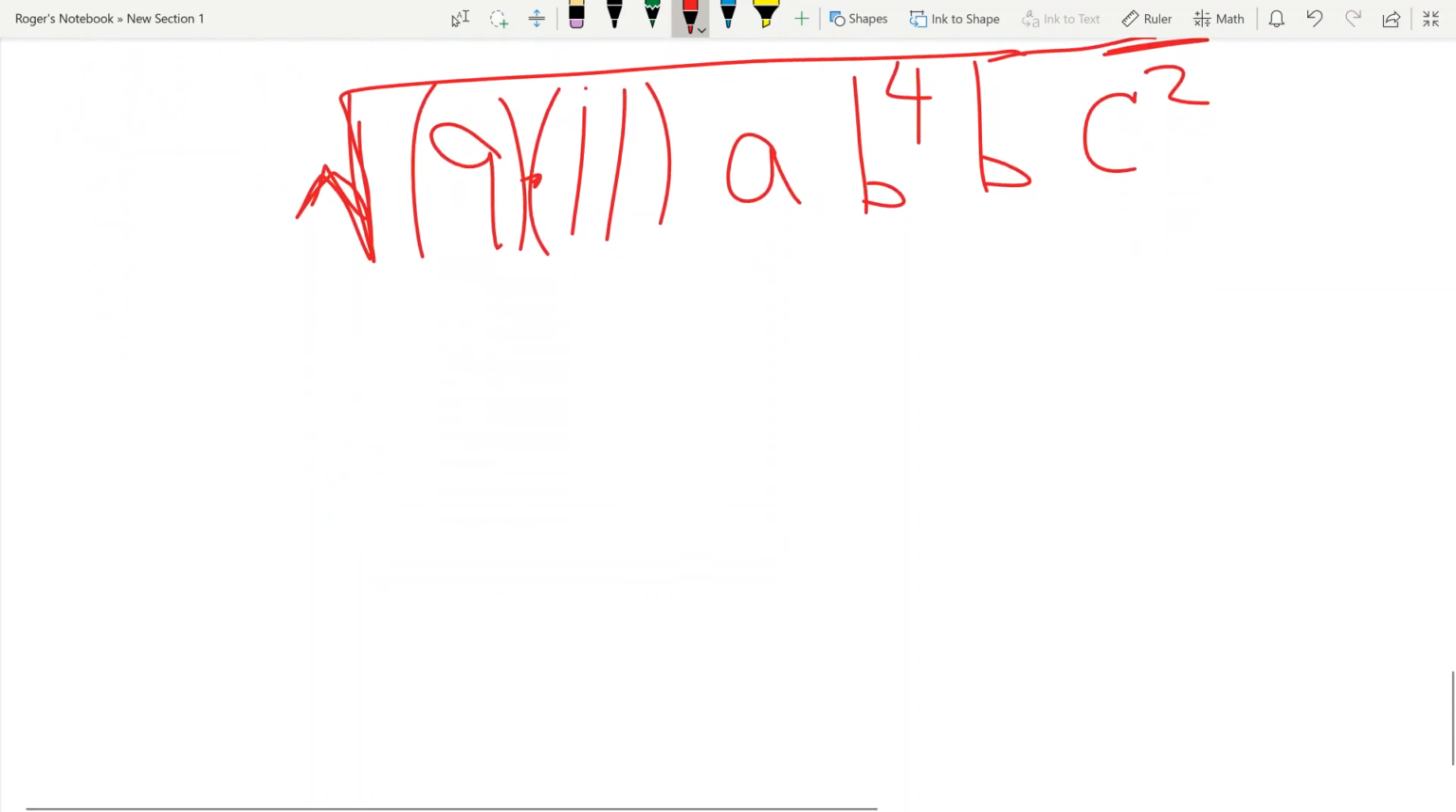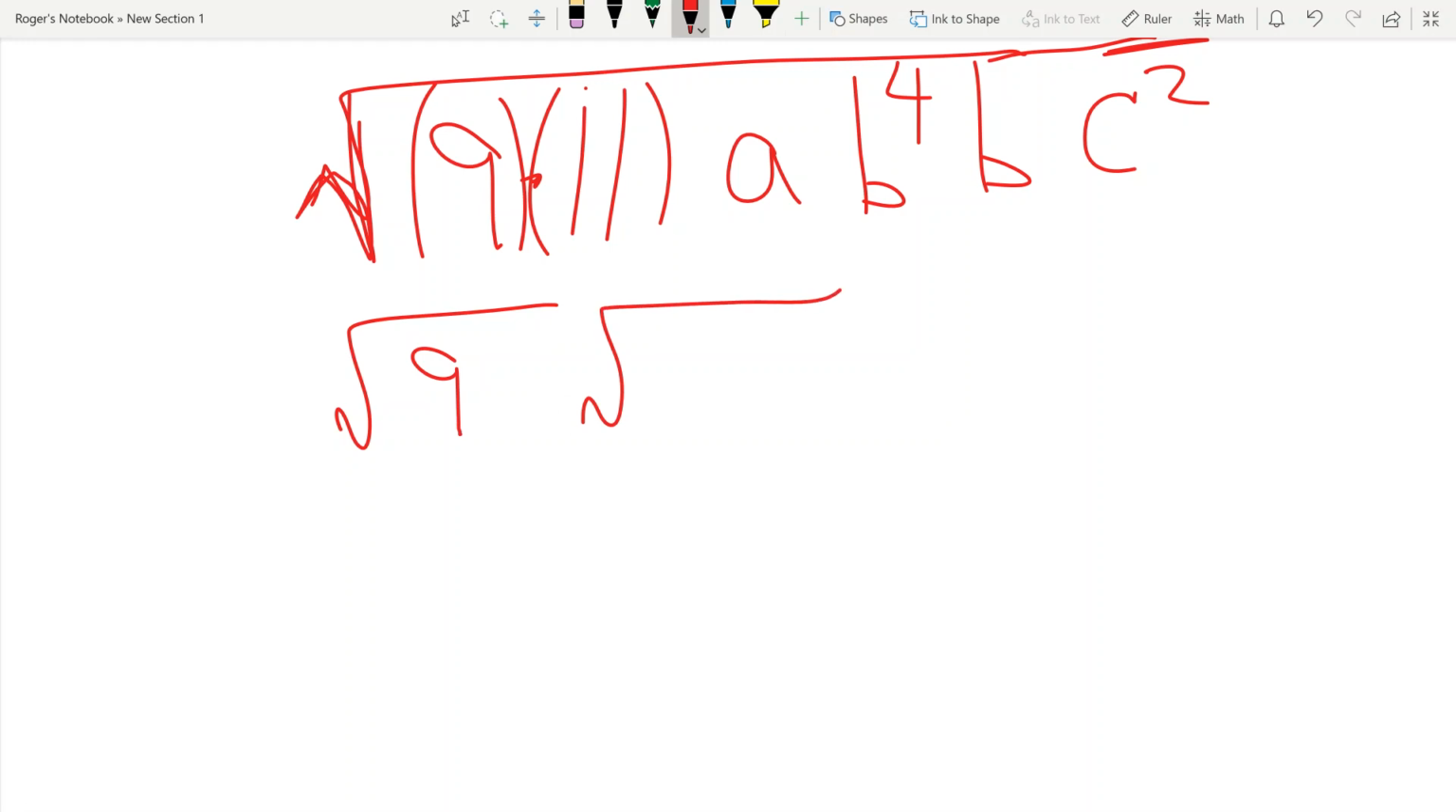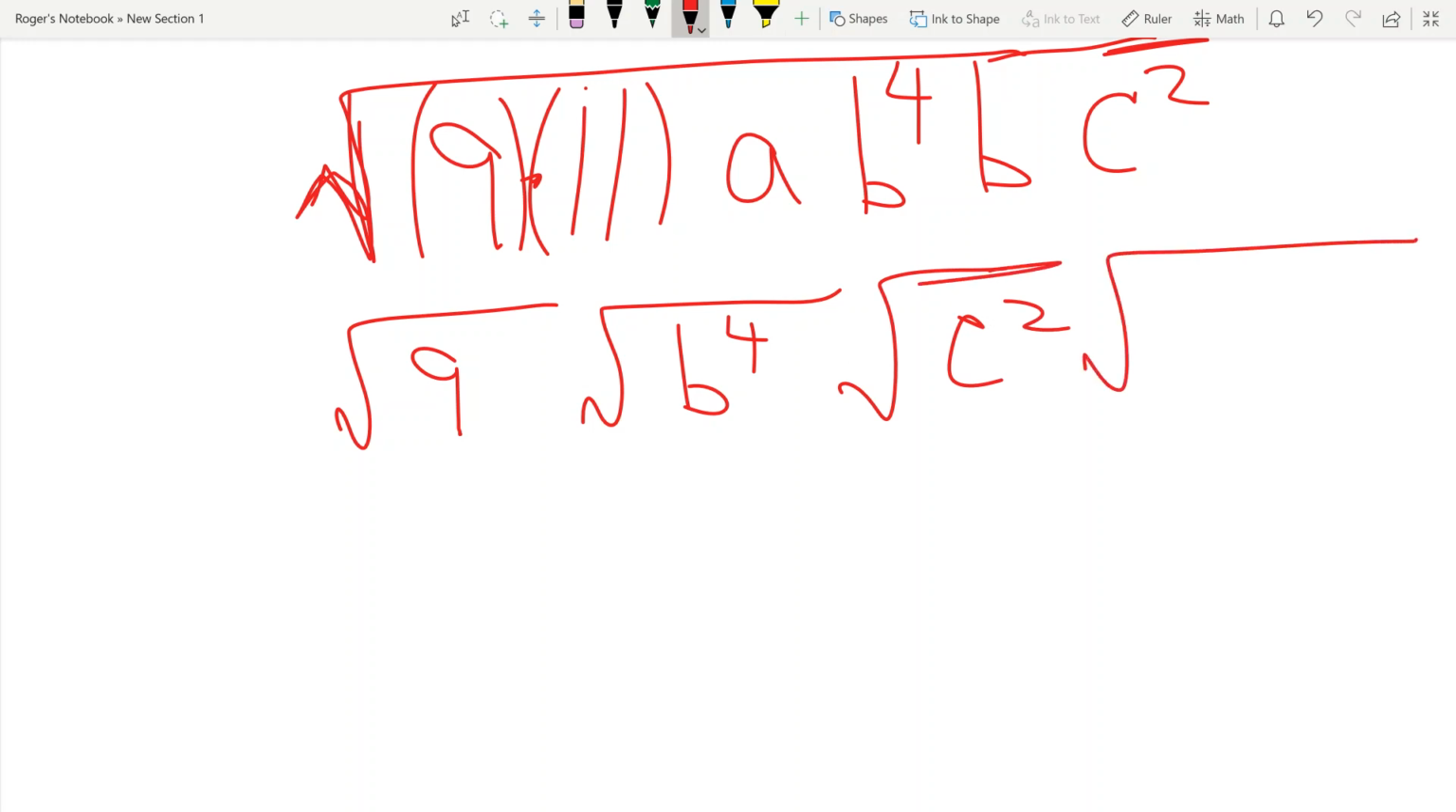Let's break this apart now. The square root of 9 times the square root of b to the 4th times the square root of c squared times the square root of what's left, 11ab. 11ab is what's left.